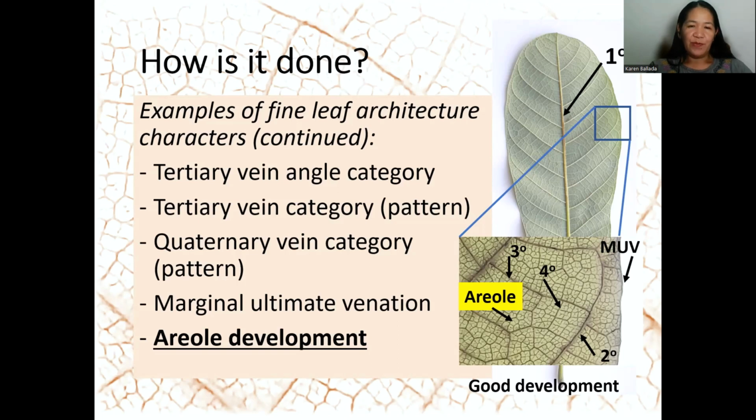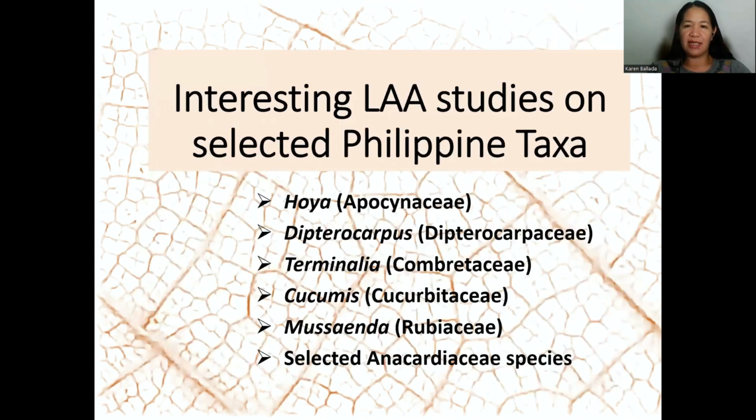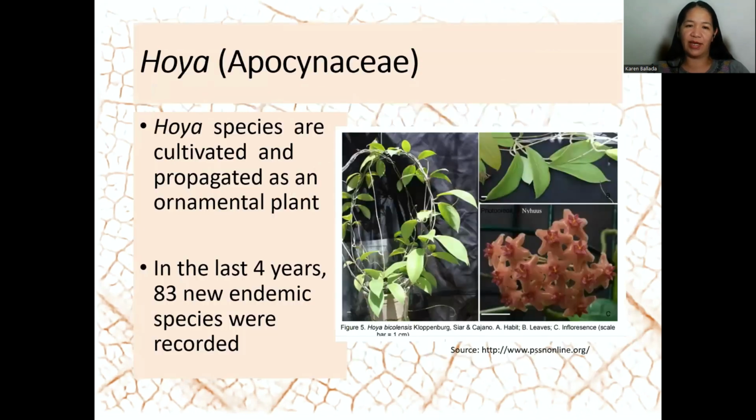Now, for you to better appreciate the leaf architecture analysis, I would like to present to you some interesting leaf architecture analysis studies on selected Philippine taxa. As I mentioned earlier, you have the Hoya, Dipterocarpus, Terminalia, Cucumis, Mussaenda, and selected Anacardiaceae species. So let's start with, of course, the Hoya.